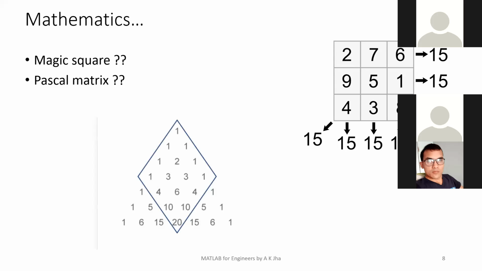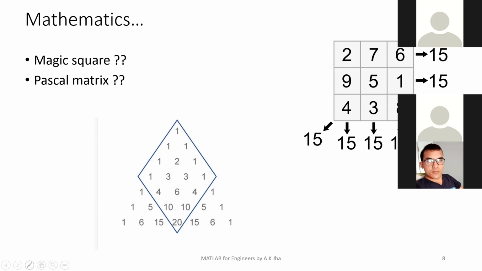Similarly, we have also got the Pascal matrix. The Pascal matrix is like this. It's a triangular form, you can say, so an upper triangular matrix and a lower triangular matrix. You can see there is also a similarity: 1 plus 1 is equal to 2, then 2 plus 1 is equal to 3, 3 plus 1 is equal to 4. In that way, it is there.